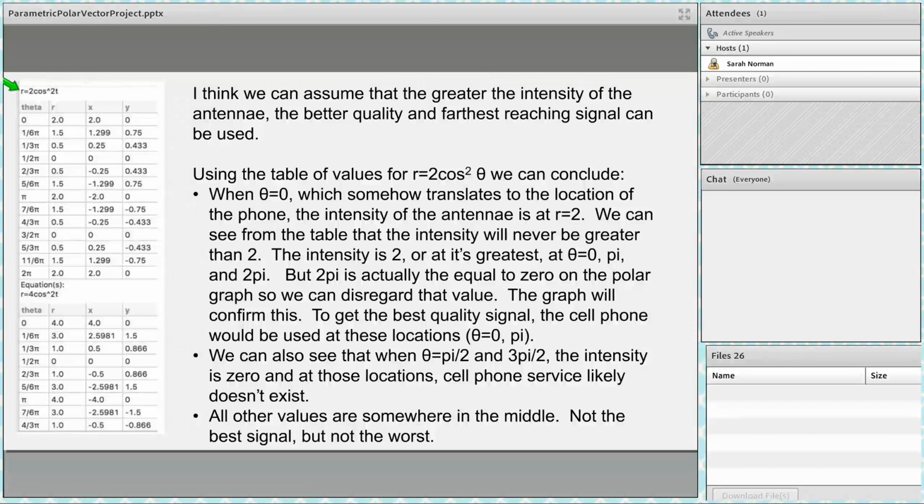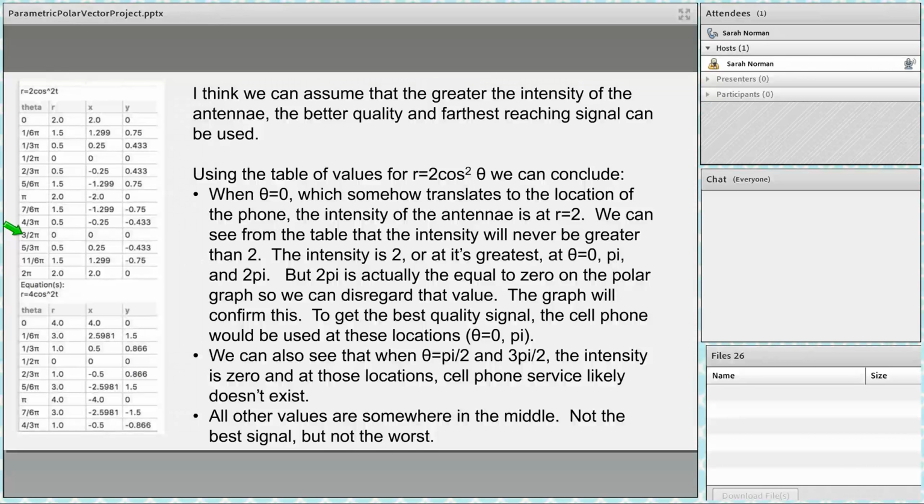So let's go back over here to the table for the first cell phone company. You can see that r equals 0 right here. So more than likely, we do know that there's no intensity there because r equals 0. So I would assume that means that there is no cell phone service at that theta, which is pi over 2.